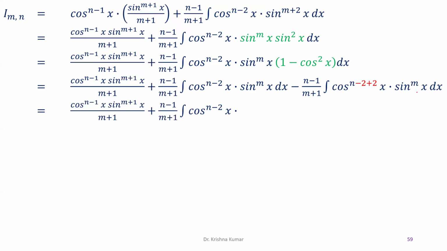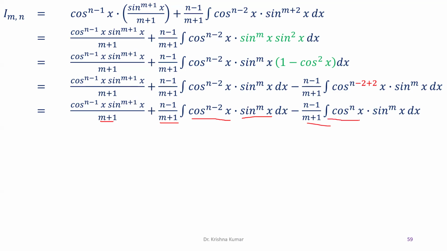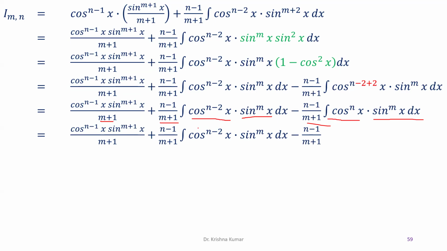which can be written as cos to the power n minus 1 x into sine to the power m plus 1 x upon m plus 1, plus n minus 1 upon m plus 1 integration cos to the power n minus 2 x into sine to the power mx dx, minus n minus 1 upon m plus 1 cos to the power nx sine to the power mx dx, which gives us, this is nothing but Imn, and this is nothing but Imn minus 2.